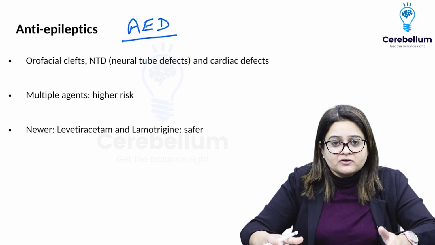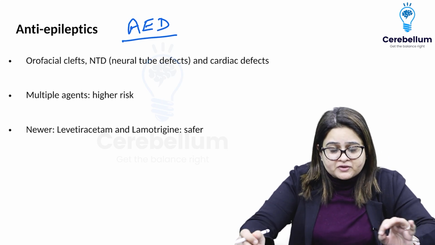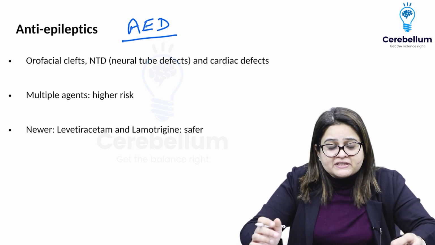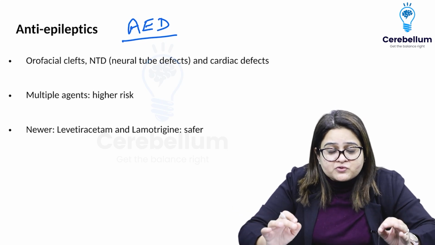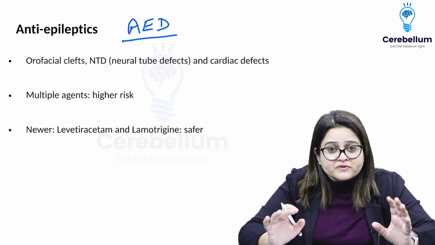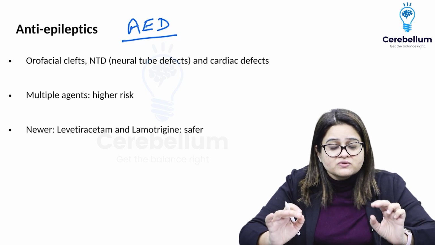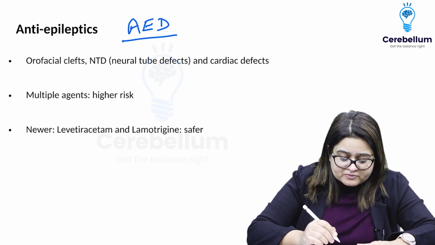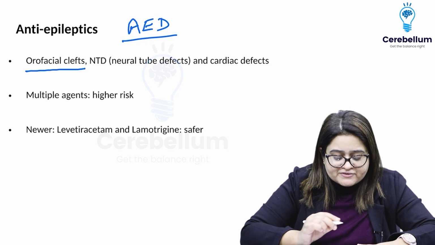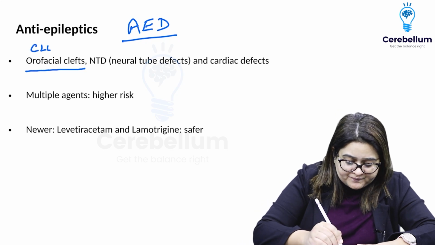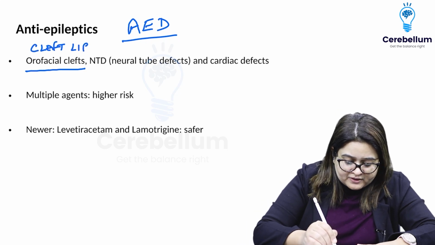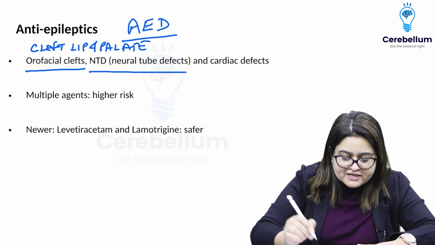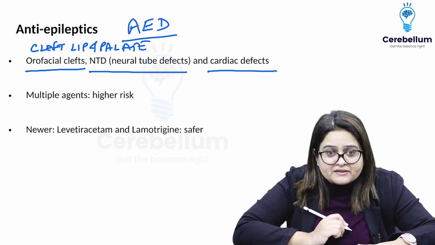Now, anti-epileptic drugs are very important teratogens. In fact, preconceptionally, we ask the woman specifically this history and try to change over to a safer drug. Also, we try to change from multi-agent to single-agent therapy. Now, what do anti-epileptic drugs cause? Remember, they cause orofacial clefting like cleft lip and palate. They also cause neural tube defects, and they also cause cardiac defects.